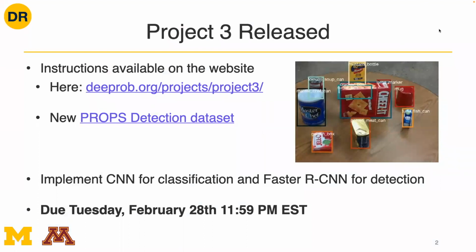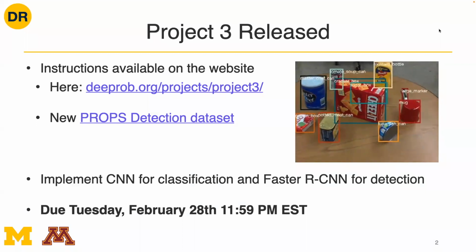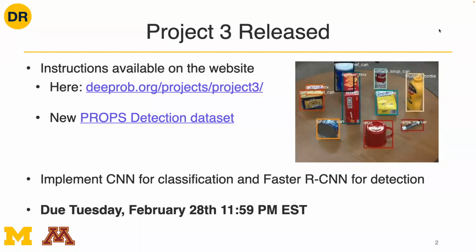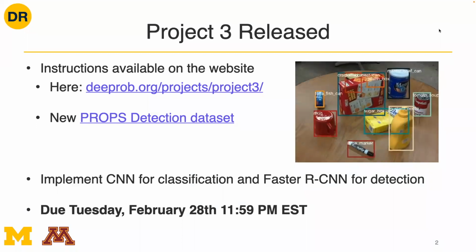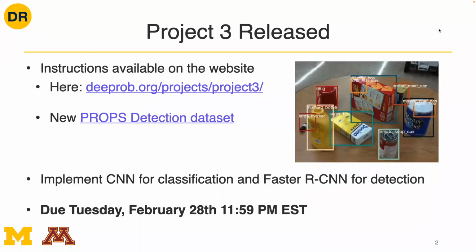One administrative update is about Project 3. It was officially released last night. I got the code all finished, so the instructions are up on the website, as well as starter code. What is exciting about this project is that we're graduating from classification to detection, at least midway through the project. We have a new dataset, the props detection dataset, with 2,500 training images and 2,500 validation images.